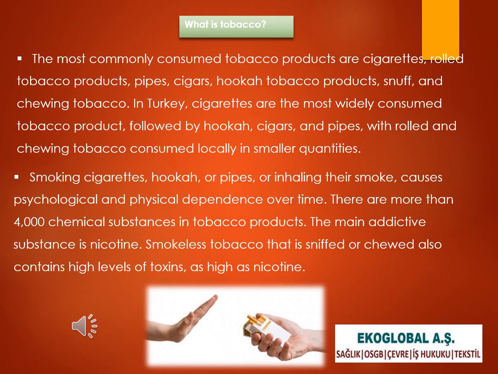In Turkey, cigarettes are most widely used, followed by hookah, cigars, and pipes. Rolled and chewing tobacco have local use. Smoking or inhaling causes psychological and physical dependence. Nicotine is the main addictive substance. Smokeless tobacco that is sniffed or chewed also contains high levels of toxins, as high as nicotine.